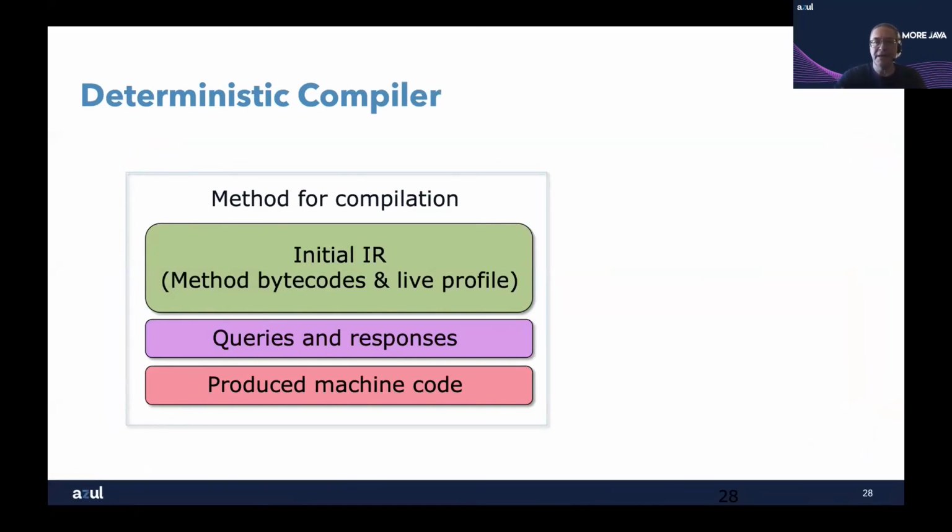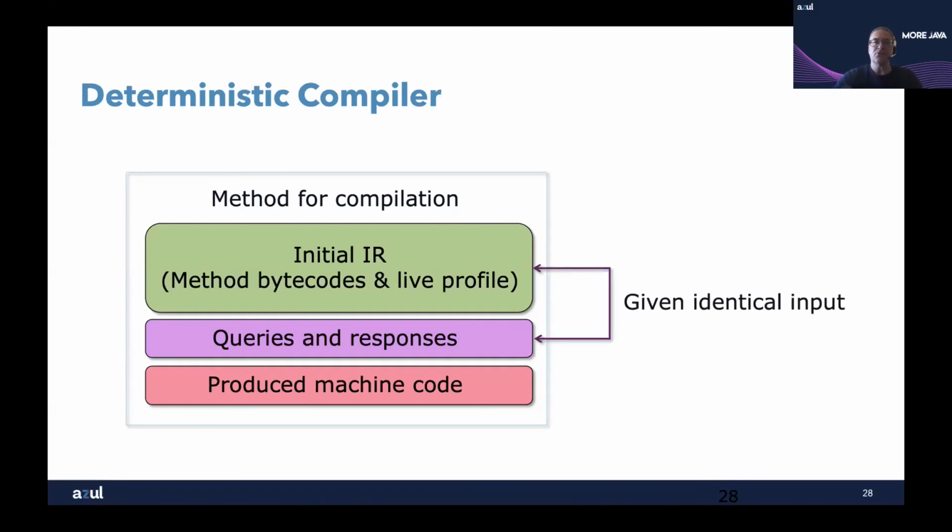If we look at a method that we're compiling, you can think of that as consisting of a certain set of data. So you've got the actual code of the method itself, so that's the bytecodes. You've also got profiling information for that. And then in order for that to be compiled, LLVM will send a series of queries and get back responses. And it will then produce machine code.